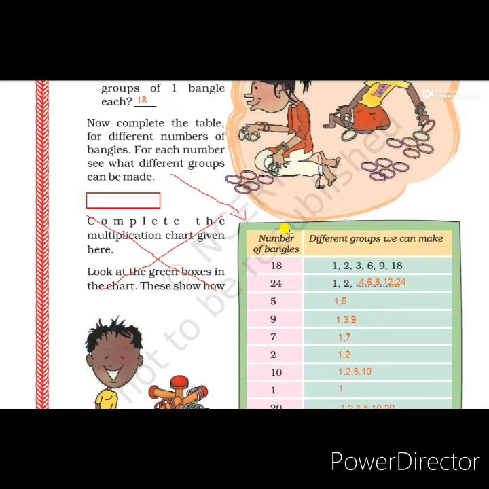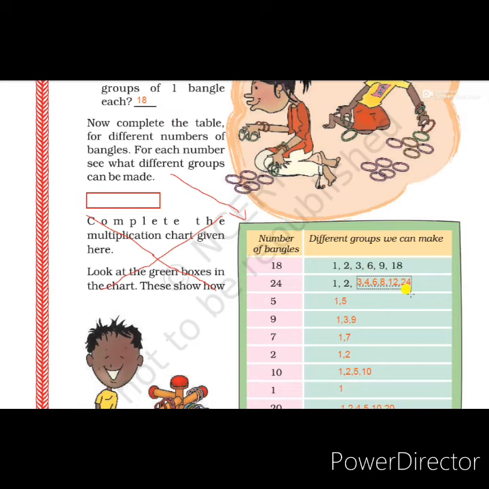So 4 groups also, with 4 bangles in each group? Take the table of 4: 6 bangles will be there. 6 fours are 24. Like that we can make 6 groups, 8 groups, 12 bangles in each group, or 24 in one group also. That means all these numbers are the factors of 24. Which numbers are there? 1, 2, 3, 4, 6, 8, 12 and 24. All these are the factors of 24.